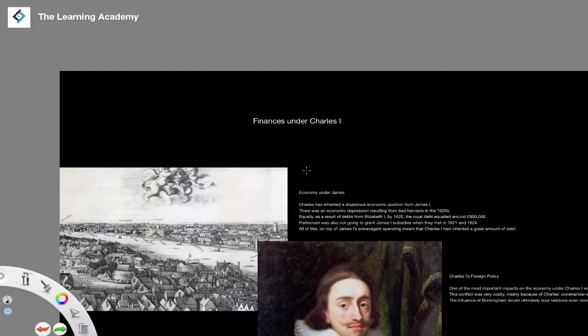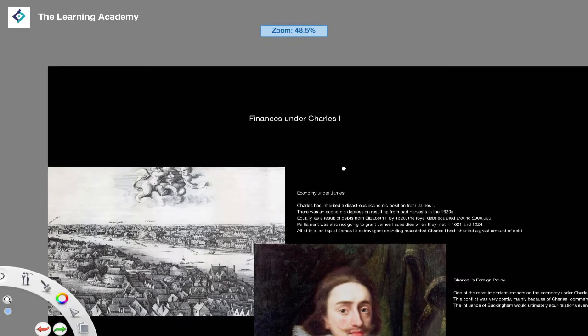In the last few lessons, we've been talking about James I, and we've been talking about things relating to financial issues, religious changes, and also James's relationship with Parliament. Well, in this lesson, we're going to do those same lessons, talk about the finances and the religious issues and relations with Parliament, but under the reign of Charles I, James's son.